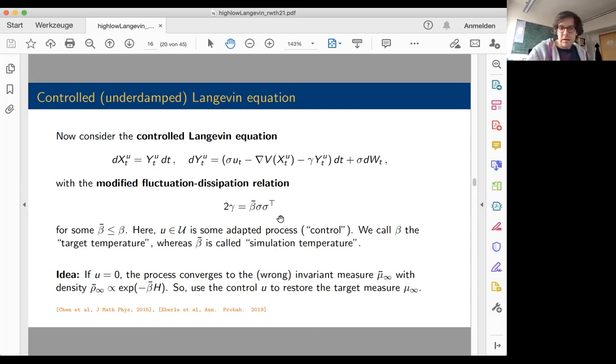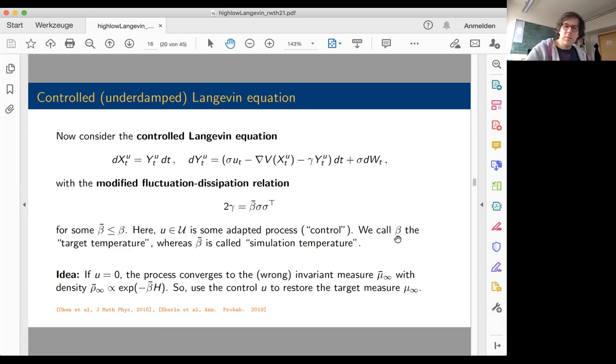But at the moment, the point is, I change the diffusion coefficient in such a way that the new diffusion coefficient satisfies the fluctuation dissipation relation, but at a higher temperature. So beta bar is what's called an inverse temperature. So this is 1 over epsilon in the previous overdamped Langevin equation. So this beta bar is less than beta. So this means the temperature is higher. And so this will reduce the metastability or the multimodality in my distribution and make everything somehow more flat.